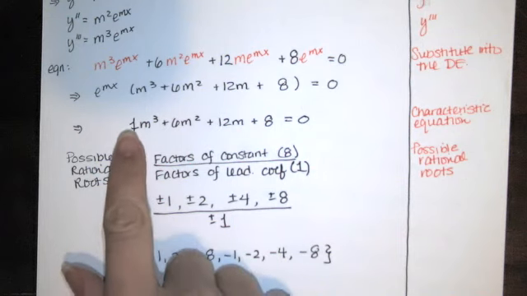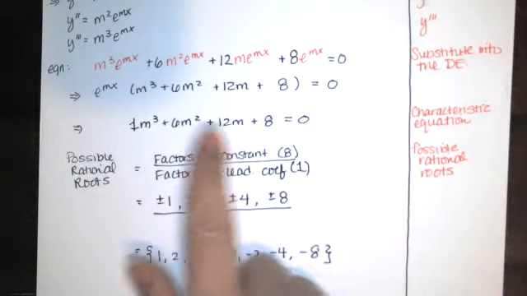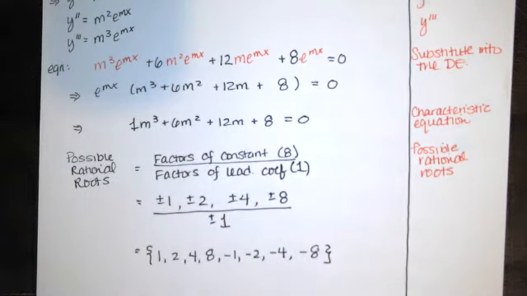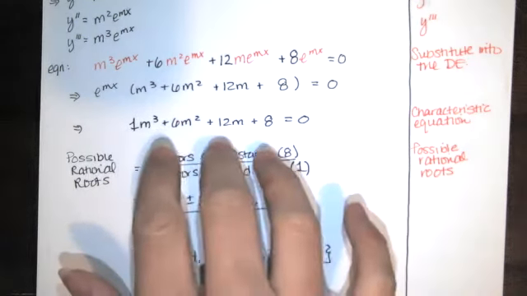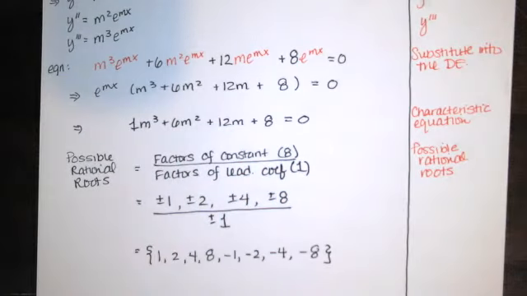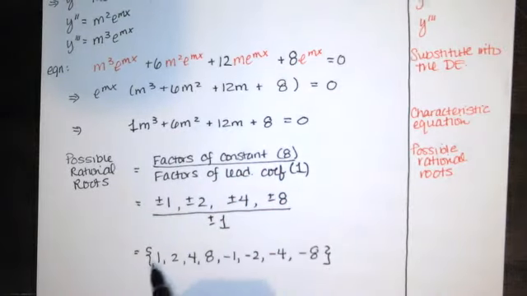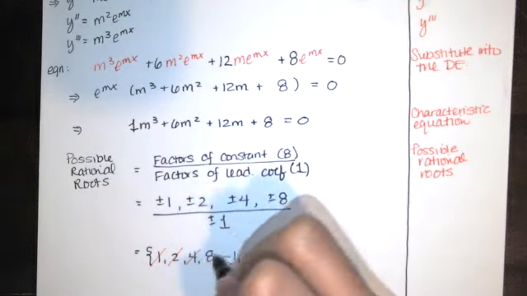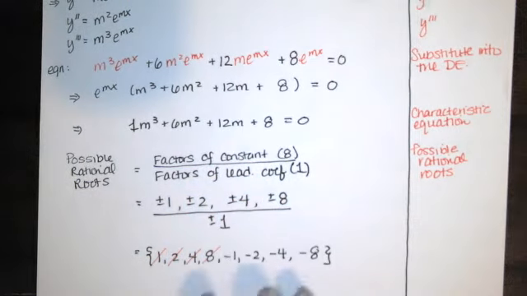Notice that all coefficients on this list are positive. We've got a 1, a 6, a 12, and an 8. So if m is a positive number, this is going to be a sum of positive numbers, and there's no way we're getting 0. So m can't be positive. Those are out. So that narrows it down quite a bit more.